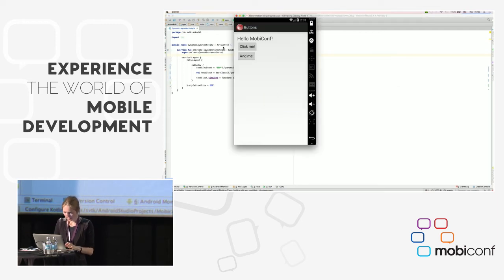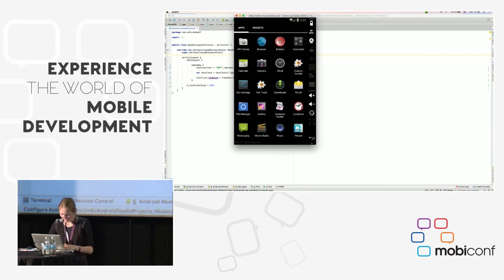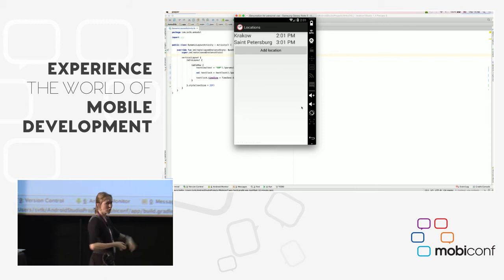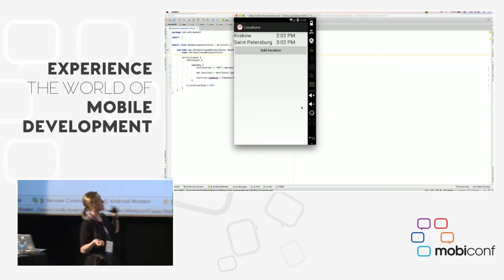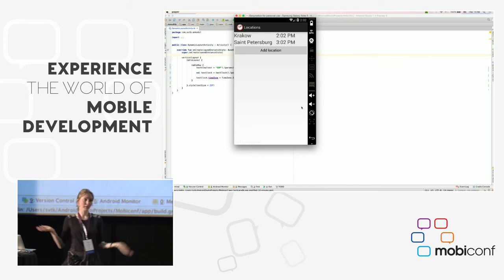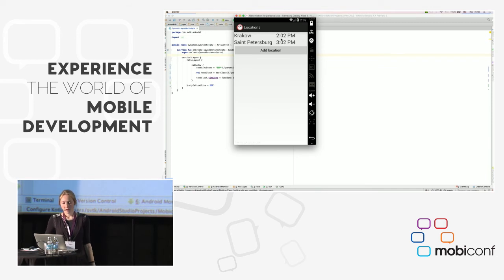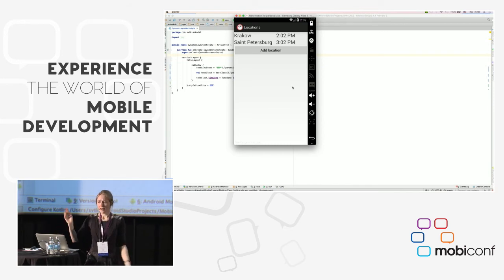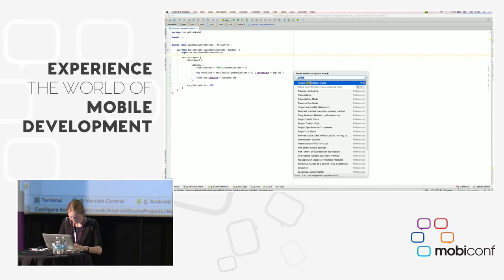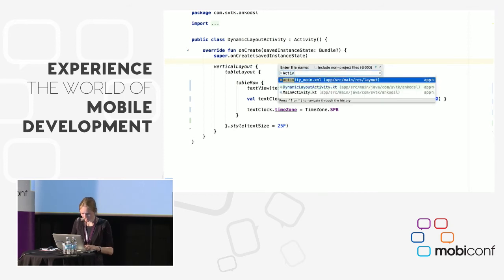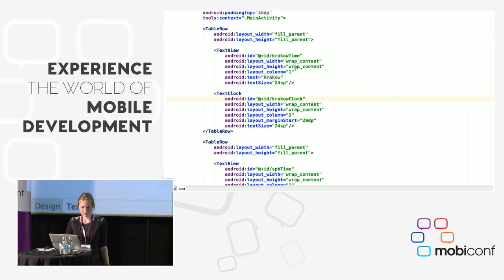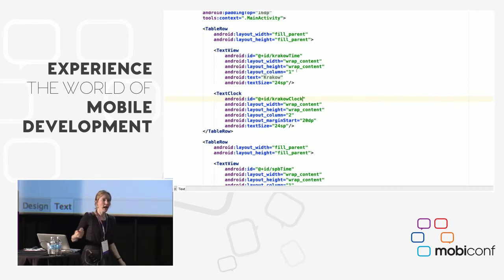I'll show you the second very stupid application. At first, this application shows you where we are, and it shows my city. I'm from St. Petersburg, Russia, and it shows me the time difference between my city and where we are now. And you see, the view for this application is extremely simple. Let's look at it. It's just two table rows with a text view and a text clock.